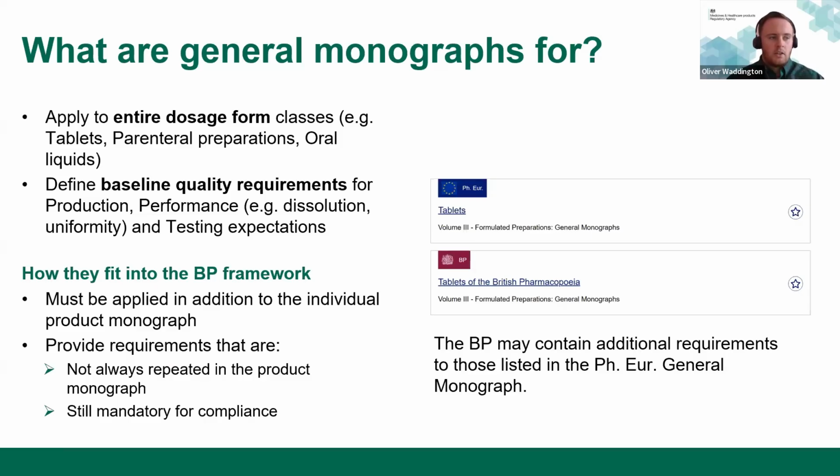It's also worth highlighting that the BP does sometimes contain additional requirements. So it has these extra general monographs. Where you've got the tablets general monograph, you also have tablets of the British Pharmacopoeia. And so sometimes this includes some additional BP specific requirements, or quite often they're more clarification or tweaks rather than adding additional tests. But it's still very important to check both monographs before conducting any work.